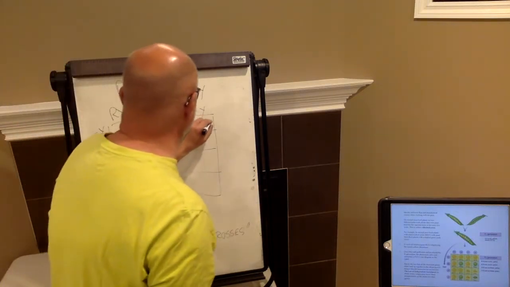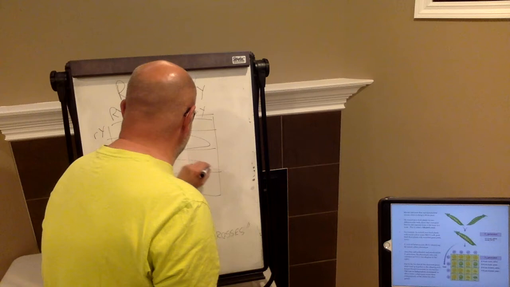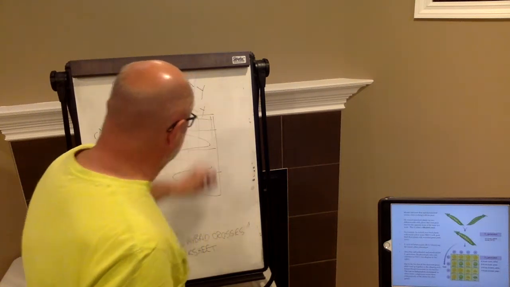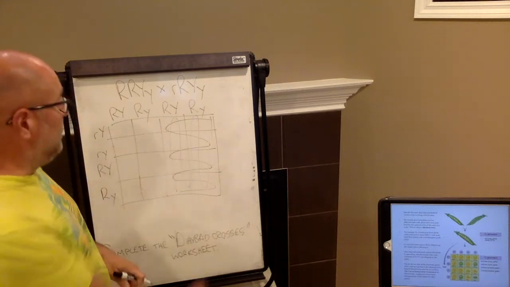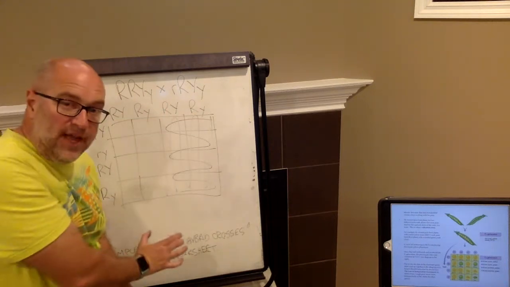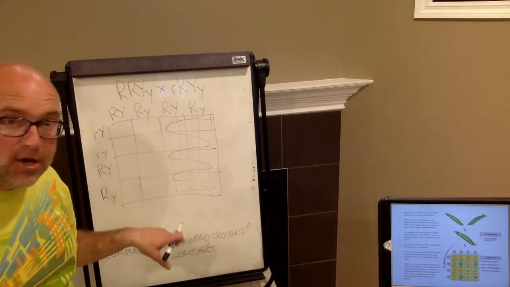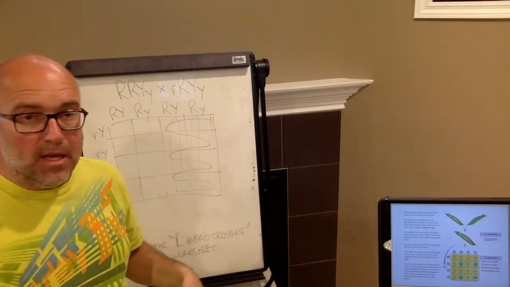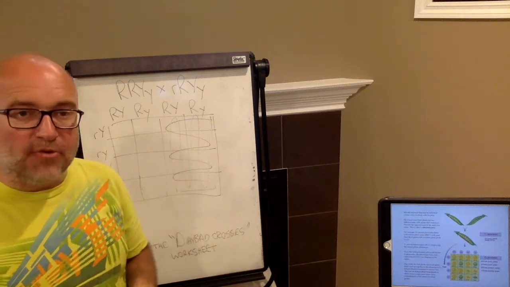So to save myself time, I'm just going to box out that section of my Punnett square. The reason why is this is going to give me the same information as this. So when I get my ratios here, I'm just going to double it if need be. Obviously, you want to take the smallest ratio possible.